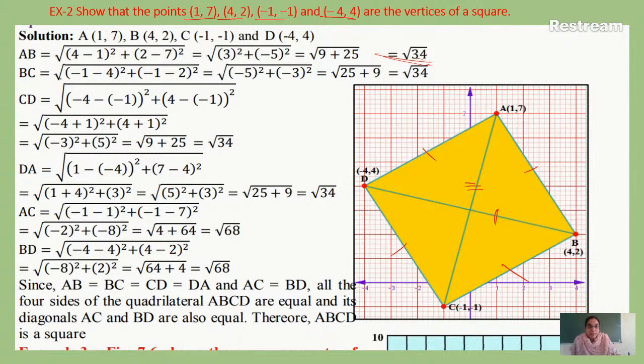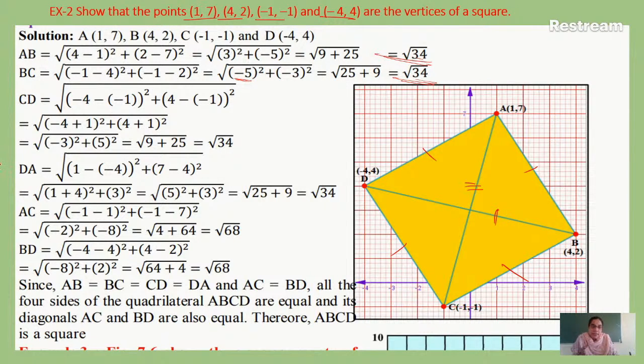Similarly, if you go for BC, root of (-1 minus 4) whole square plus (-1 minus 2) whole square. Minus 1 minus 4, two same signs, add the numbers, minus 5 whole square. Minus 1 minus 2 means two same signs, add the numbers, minus 3 whole square. Lastly, you will get root of 25 plus 9. That is again root 34. Next, you have to go for CD.